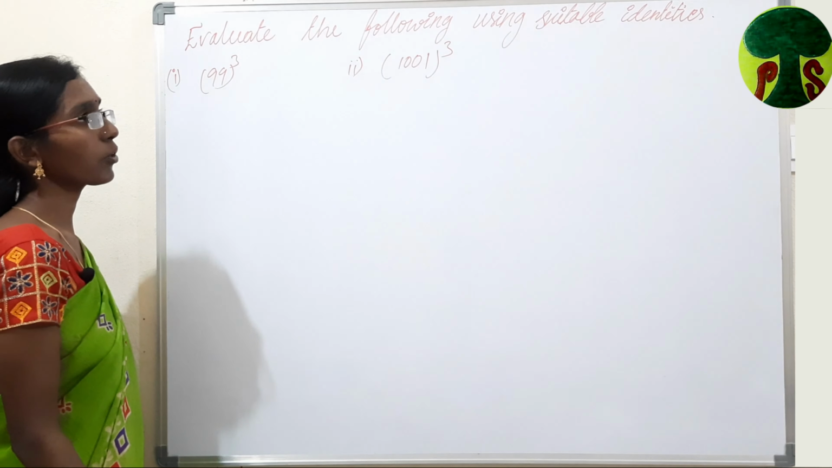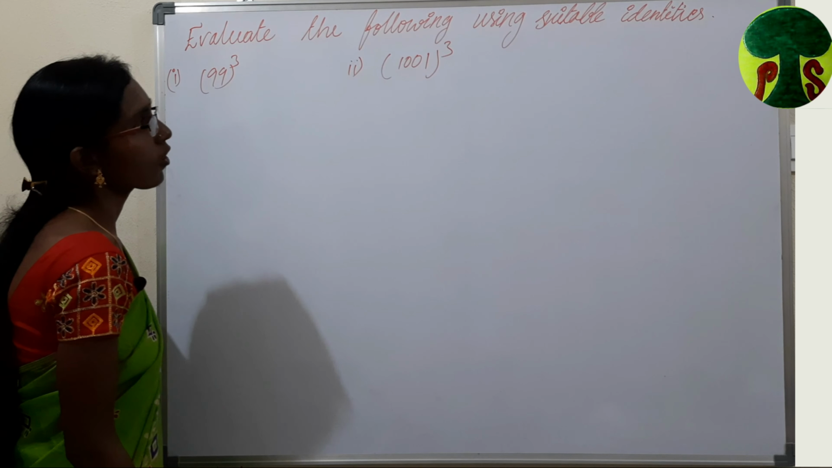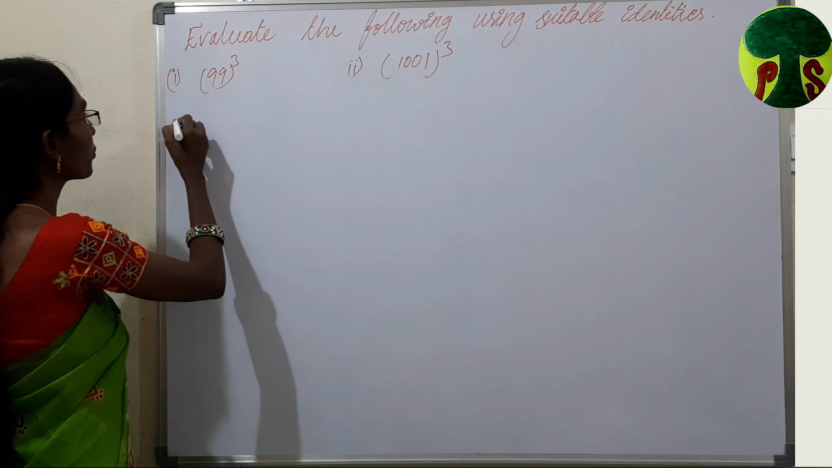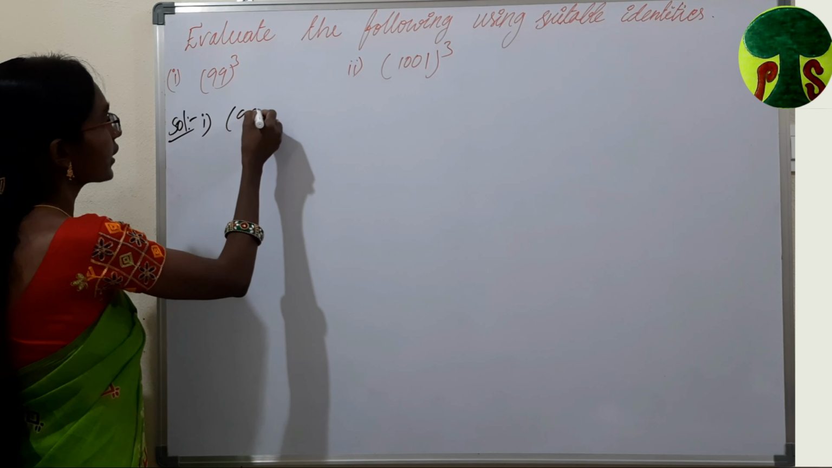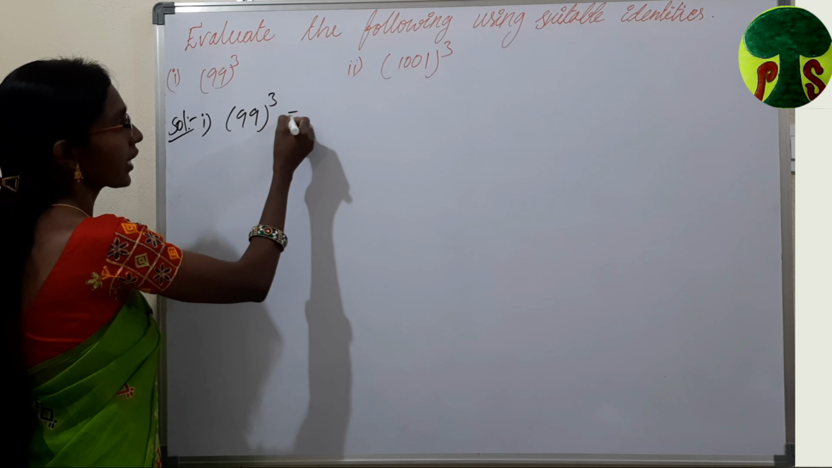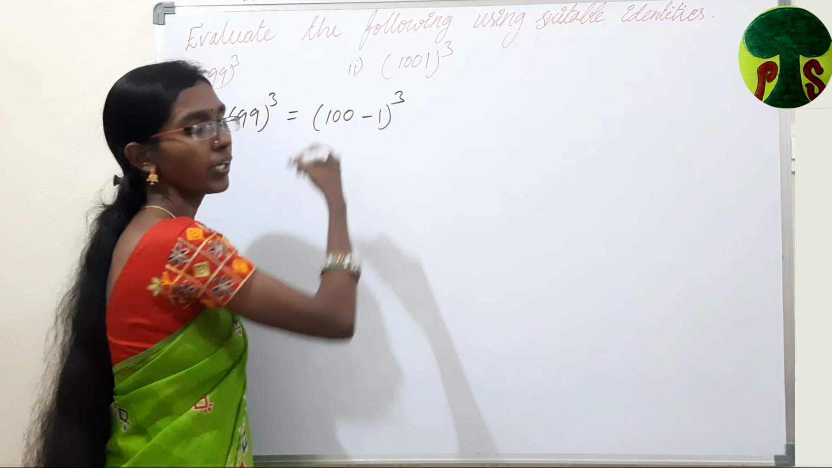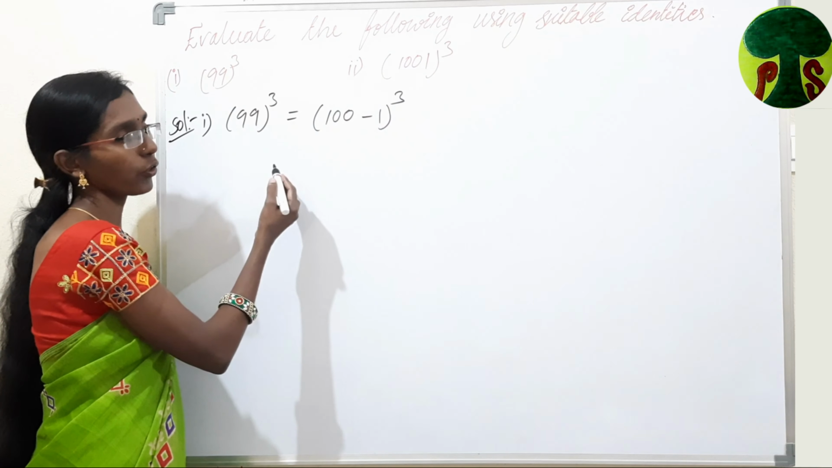Let us solve another problem from this exercise. Here is the question. Evaluate the following using suitable identities. The first one is 99 whole cube. Solution. The given question is 99 whole cube. We can rewrite this as 100 minus 1 whole cube. Here we have to use the identity (a minus b) whole cube.